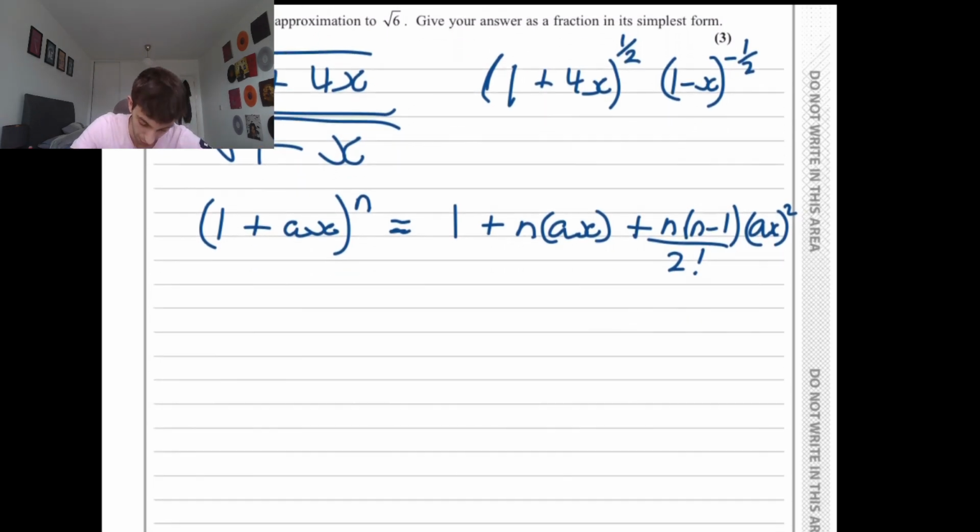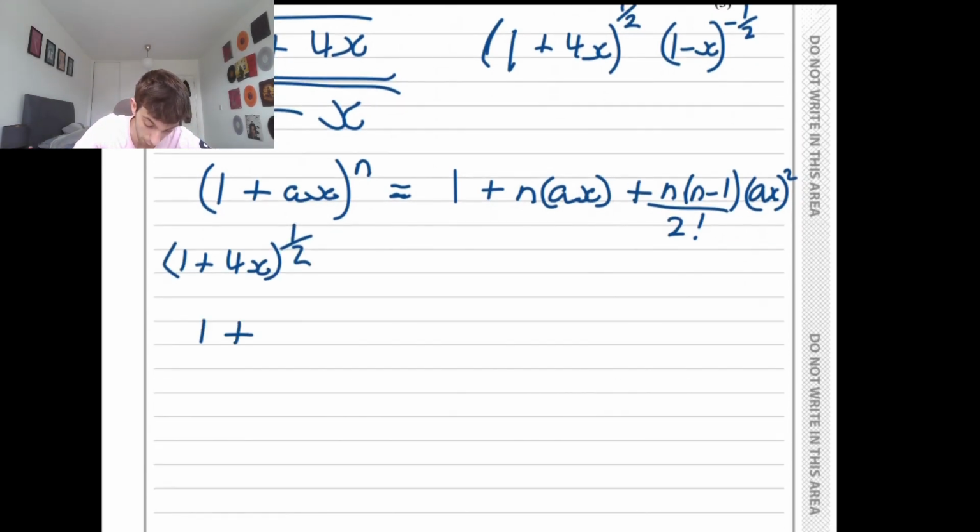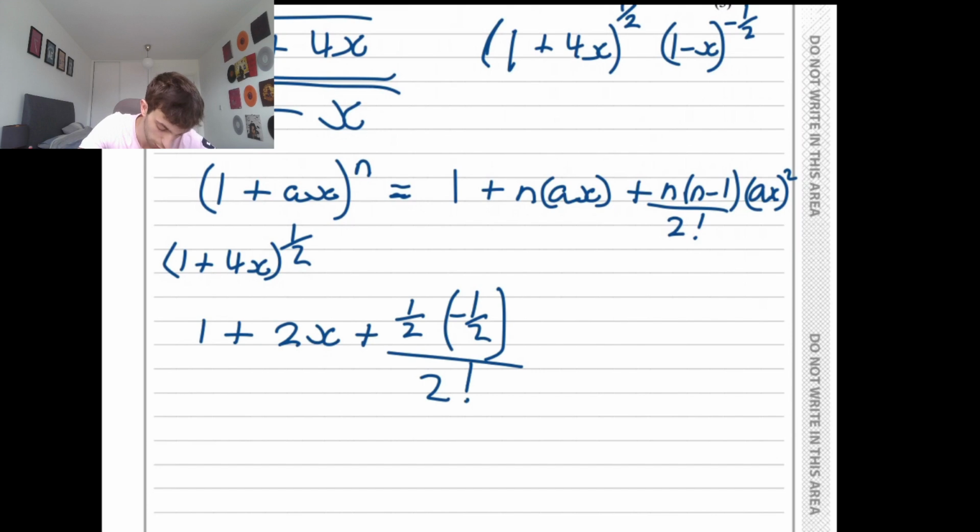So let's go one by one. Let's first start off with 1 plus 4x to the power of a half. So we have 1 plus half times 4x, that's just going to be 1 plus 2x. Then we're going to have plus n times n minus 1, so it's going to be half multiplied by minus a half, over 2 factorial, or just over 2, same thing, multiplied by ax squared, so multiplied by 4x all squared. 4x all squared, we can actually just write that in now, is going to be 16x squared.